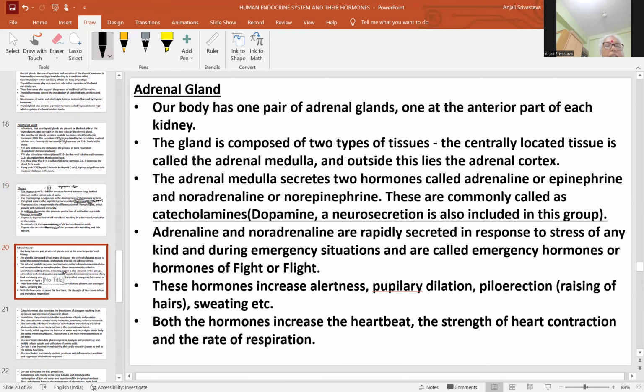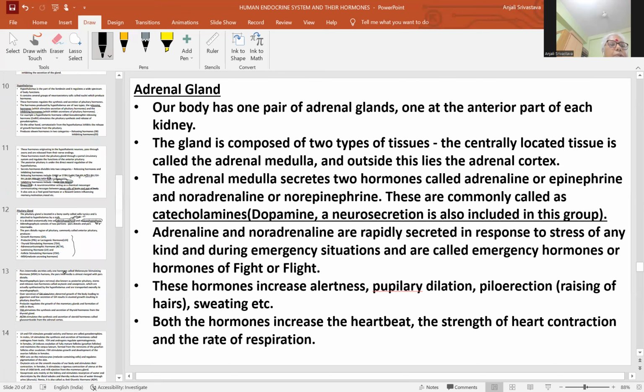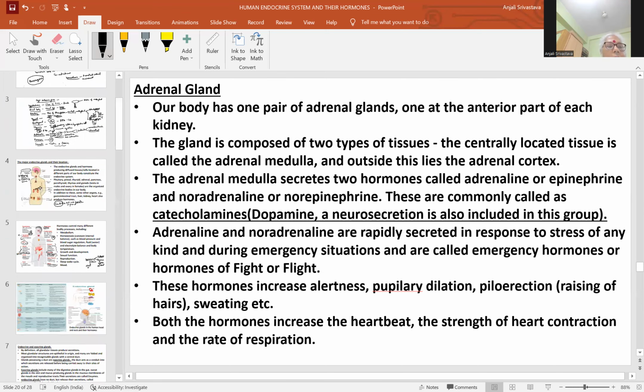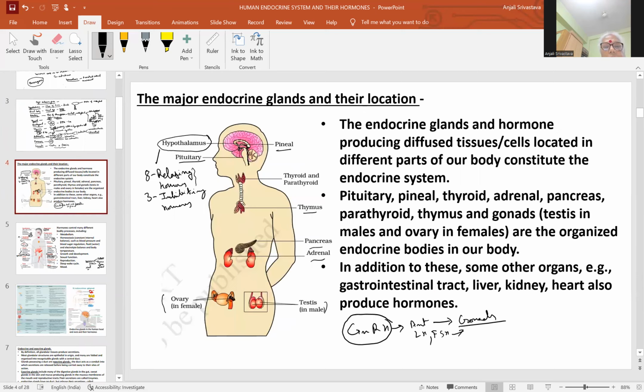Then is the adrenal gland. Adrenal glands are the largest gland. I have already told you, although the thymus size is also quite large. Adrenal glands are situated on the two sides of the kidneys. In the very beginning, we have seen the position of the adrenal glands. These are the adrenal glands situated, and in between is the pancreas. And this is the ovary. So we will come and test this.